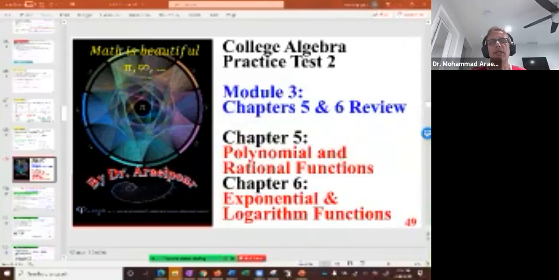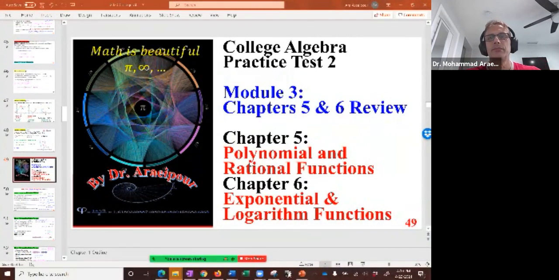Good afternoon, class. We are looking at module 3 practice test, which is about chapters 5 and 6, polynomials and rational functions, exponential and logarithmic functions.